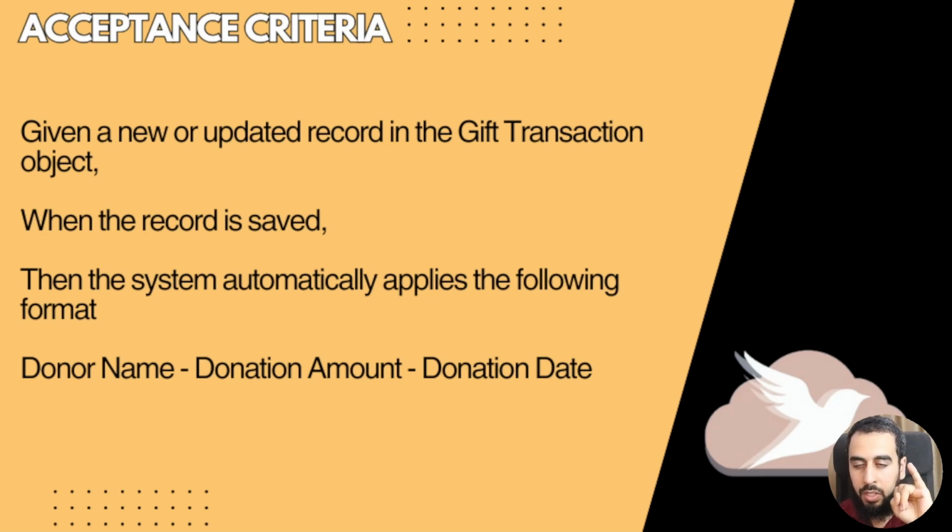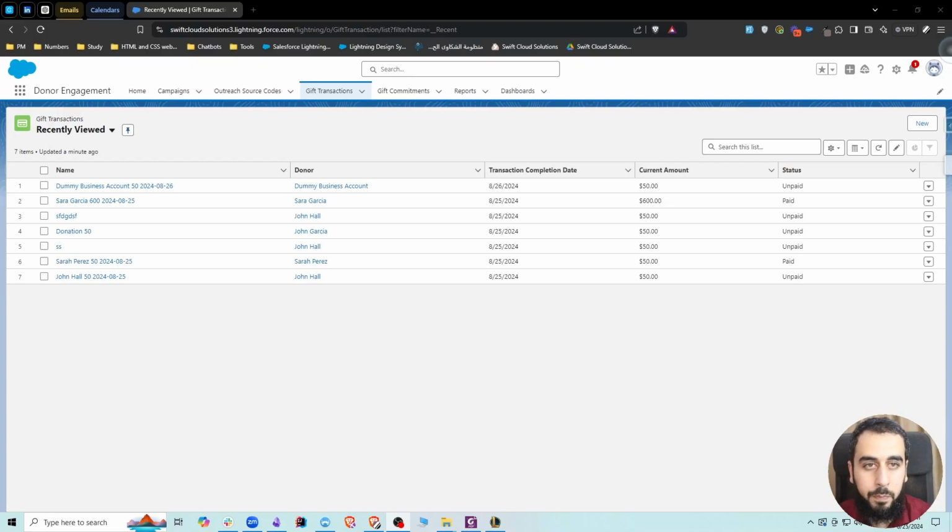The first is when a record gets created, and then if it is an existing record and the donor changes, if it is an existing record and the donation amount changes, existing record and the donation date changes. So we have four scenarios. Okay, let's build this.